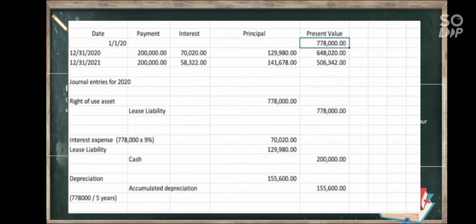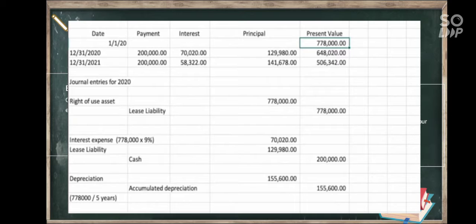And then depreciation is 155,600 debit, and then accumulated depreciation, 155,600 credit. How did we get the depreciation? Divide the 778,000 by 5 years.